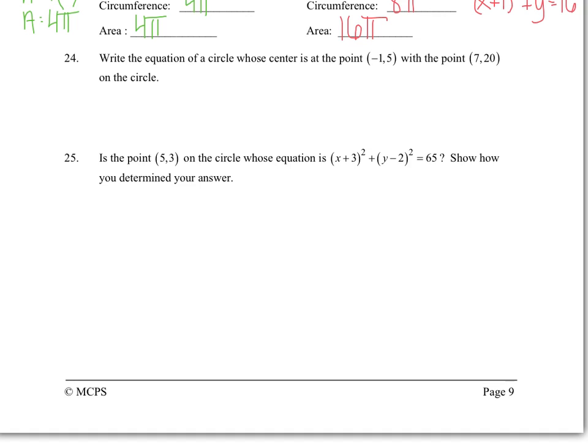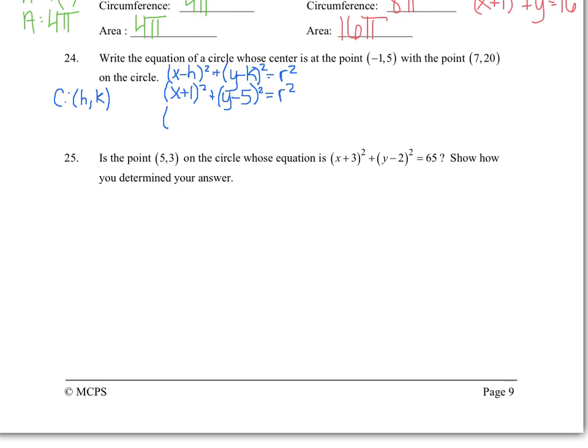Question number 24 says, write the equation of a circle whose center is at the point -1, 5 with the point 7, 20 on the circle. Well, our general equation for a circle is x minus h squared plus y minus k squared equals r squared. I know my center is h, k, always the opposite, so x plus 1 squared plus y minus 5 squared equals r squared. Problem is we don't know what the radius is, but we can find it because we know that the point 7, 20 is on the circle.